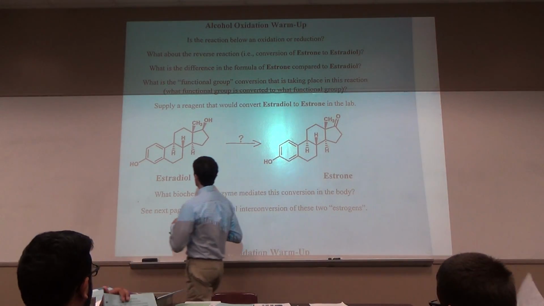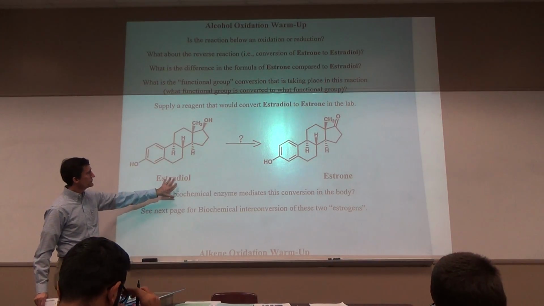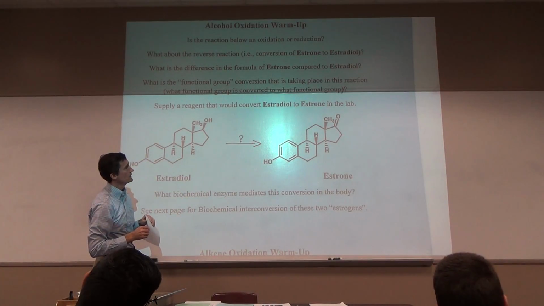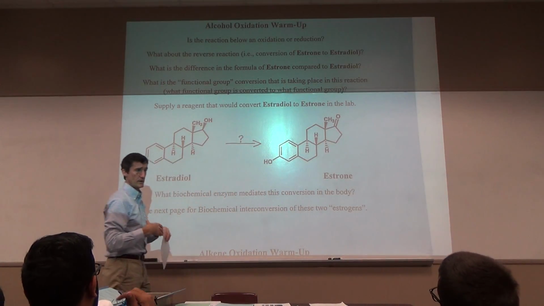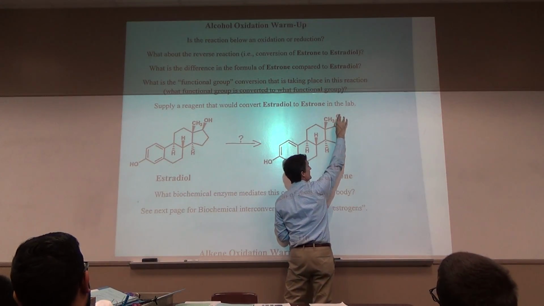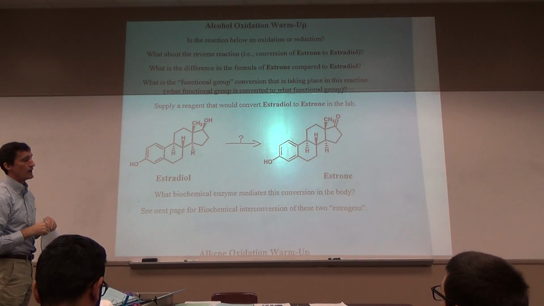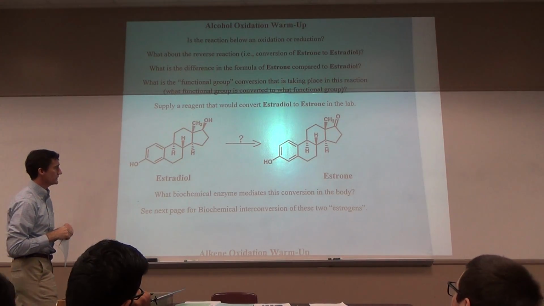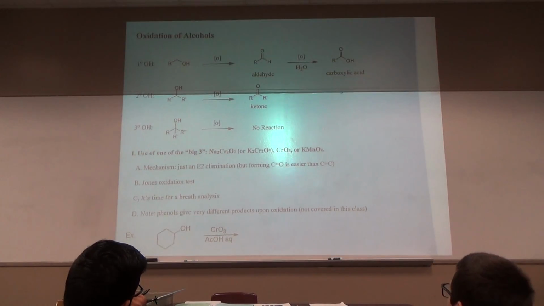On the blue warm-up, here's an example of an oxidation. Hormones. This is estradiol. We see the secondary alcohol here. And this molecule here is estrone. Okay? It's an estrogen. What's the difference? Well, the alcohol has been oxidized to the ketone. Now this alcohol oxidation is extremely important. Here's an example of a biological process where you see it.